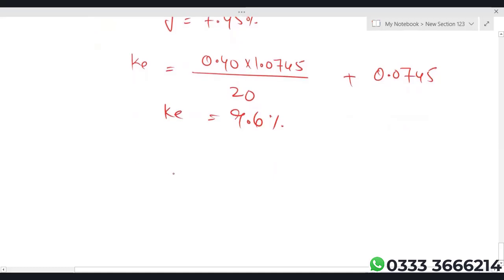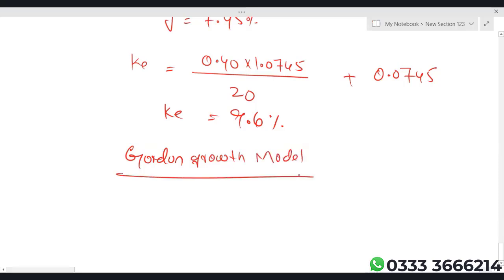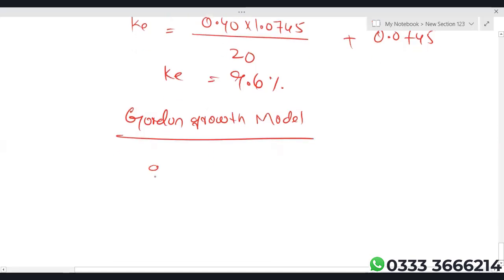There's another formula of calculating growth rate. Obviously, it depends on the data, what sort of data the examiner has given you. Another formula relating to the G is the Gordon growth model. By using the Gordon growth model, we can calculate annual dividend growth rate. G is equal to B RE. G, we know that this is annual dividend growth rate.